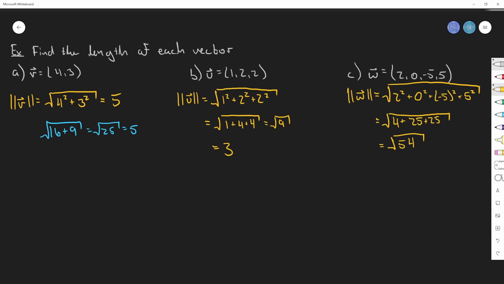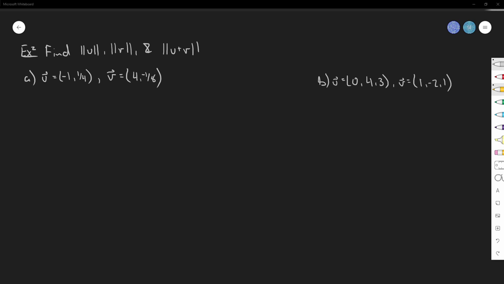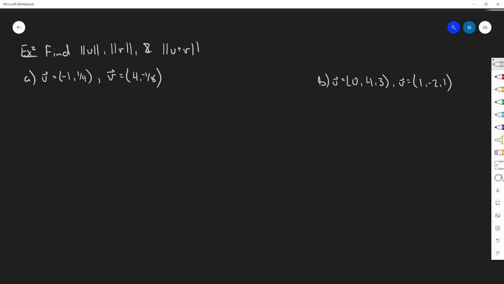So that was pretty much it for the first example. Pretty short, pretty easy. Like I said, this chapter is relatively easier than the past two. So let's move on to the next example. In this next example, we have to find the magnitude of u, the magnitude of v, and the magnitude of u plus v. We know how to find the magnitude of u and v, but for u plus v, you just have to do a little extra step, but it's doable. So let's go ahead and do it.